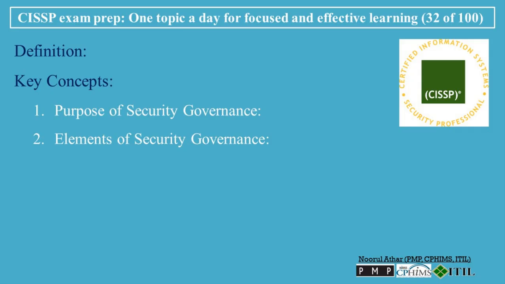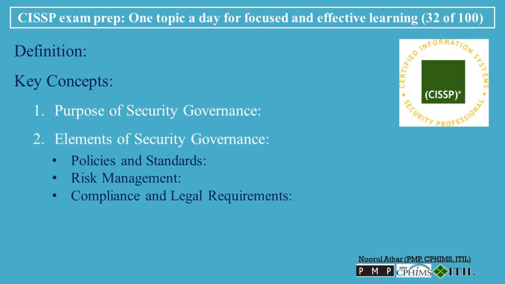2. Elements of security governance. Policies and standards. Security governance begins with the creation of policies, standards, and guidelines that set the foundation for the organization's security practices. Policies define the overall approach, while standards provide specific rules that must be followed. Risk management. Identifying, assessing, and managing risks to information assets is a core part of security governance. This includes establishing processes for risk assessment, risk mitigation, and ongoing monitoring.